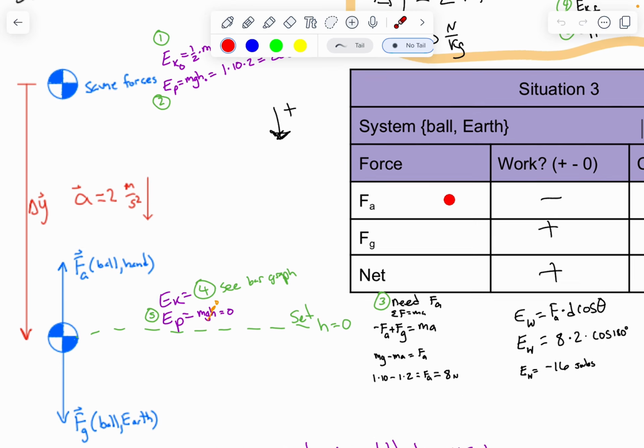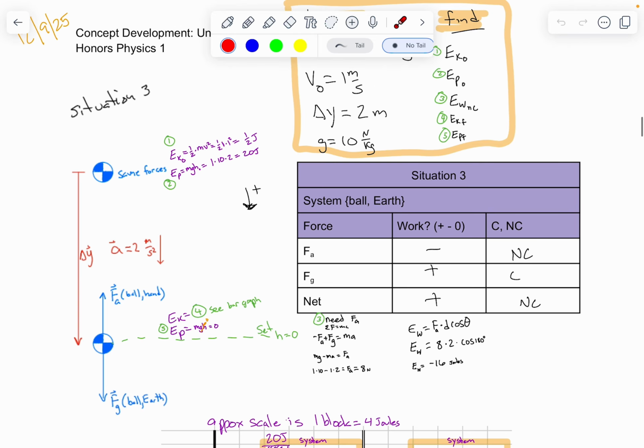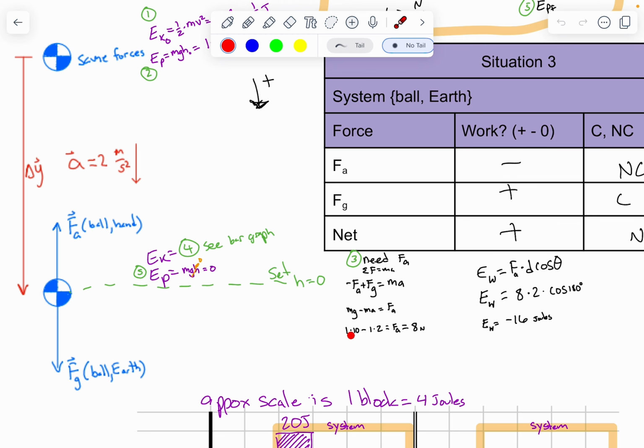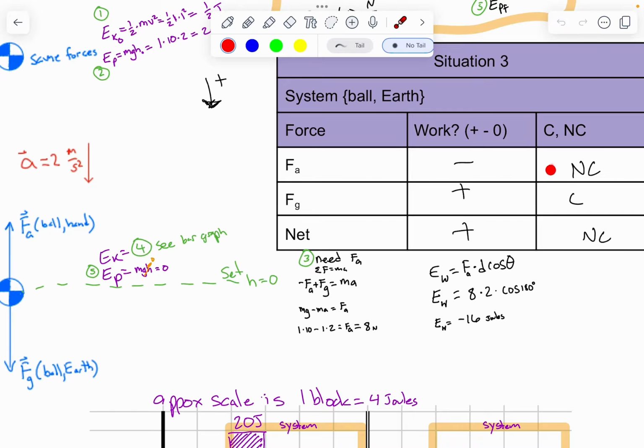All right, so for this situation, this is situation number 3, we notice that the applied force is up and the displacement is downwards. That would be 180 degrees, which would give us negative work. Since the applied force is by the hand and the hand is not part of our system, this would be an external force, which is doing non-conservative work. Okay, so NC for non-conservative.